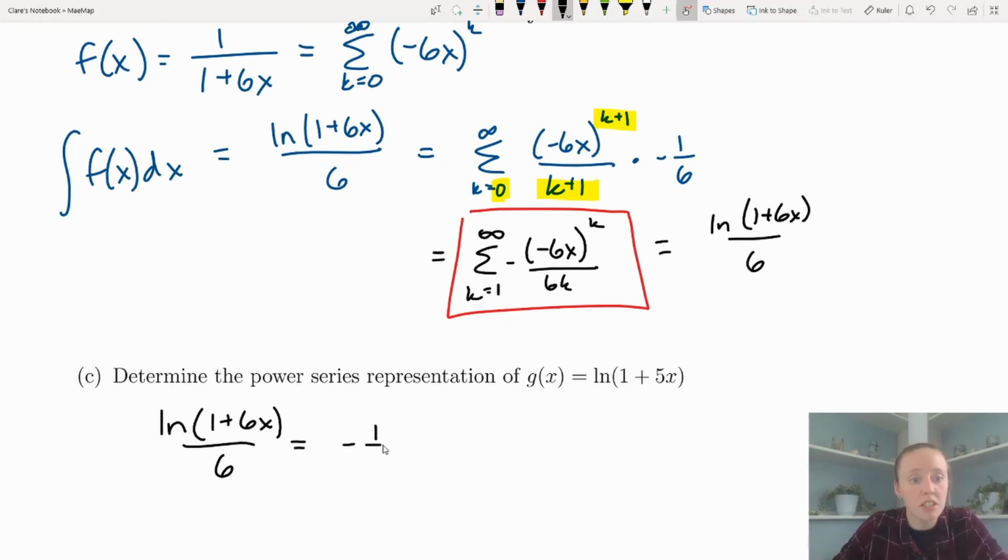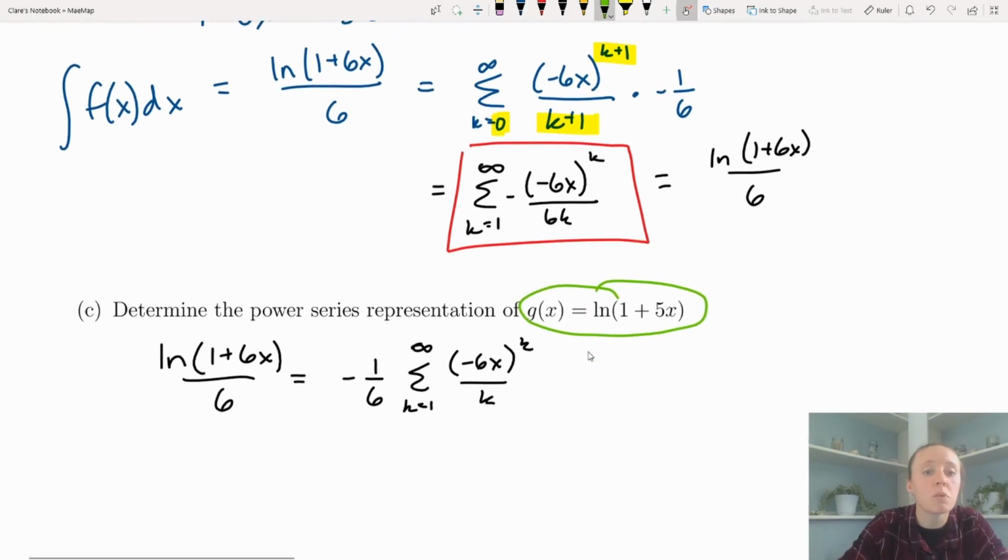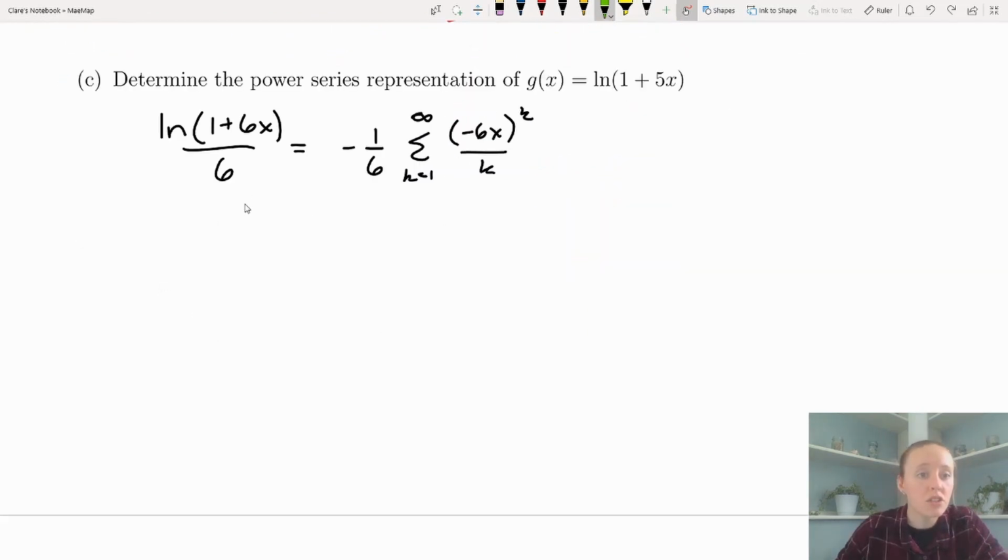So I'm going to have negative 1/6 times the summation from k equals 1 to infinity of negative 6x to the k all over k. Now what I want to do is figure out what my power series representation of the ln of 1 plus 5x would be. So these two are equivalent for where our series converges. So I'm just going to simply multiply both sides by 6. And when doing that, my 6 cancels out over here to leave me with the ln of 1 plus 6x.